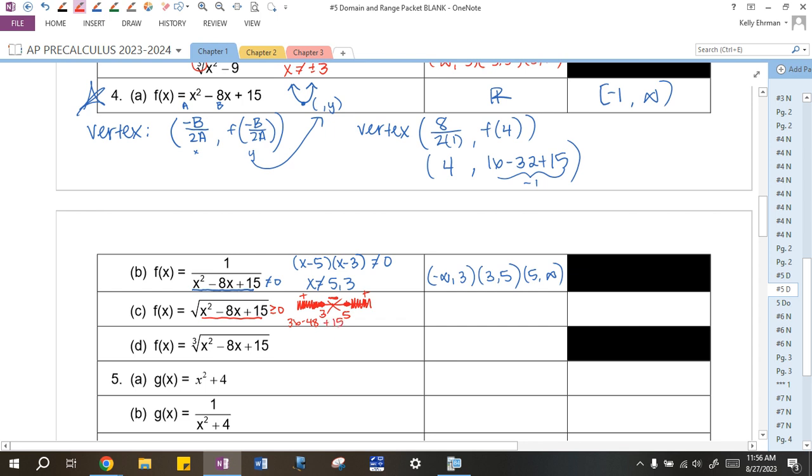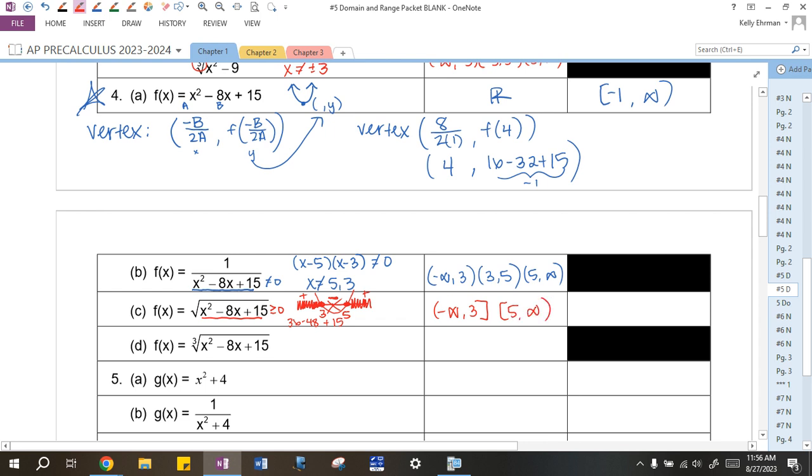You probably also learned, oh, it's an x squared graph. I can sketch a graph like this. That's okay too. You can see that the graph is positive on the left and positive on the right. Okay, so negative infinity to 3 and 5 to infinity.